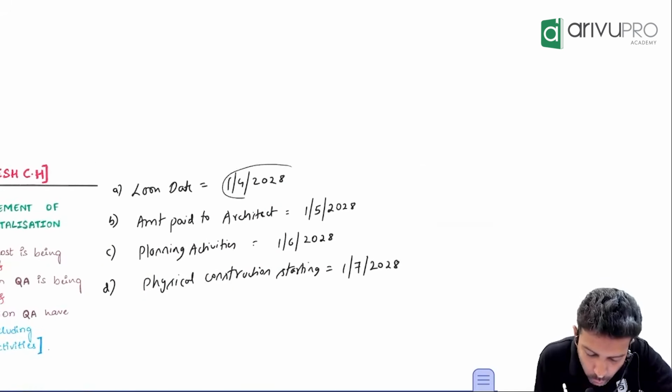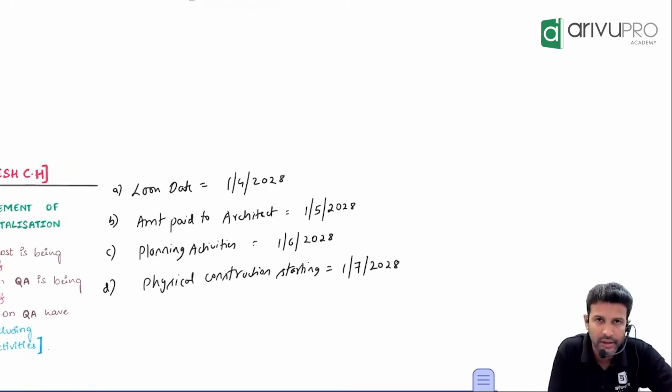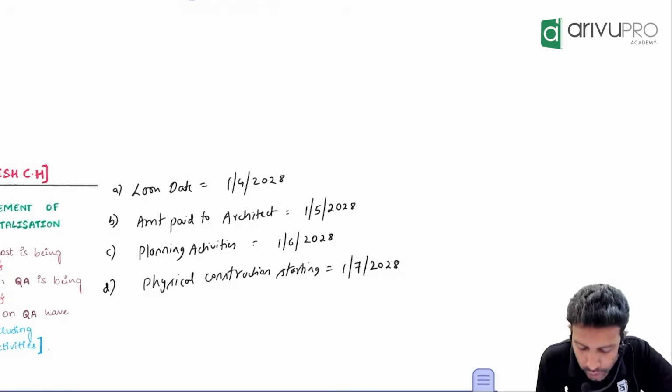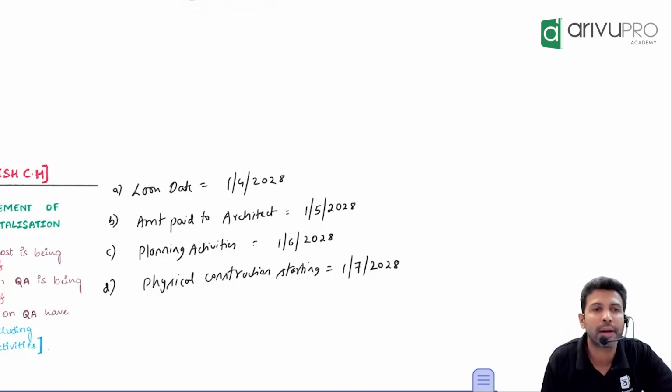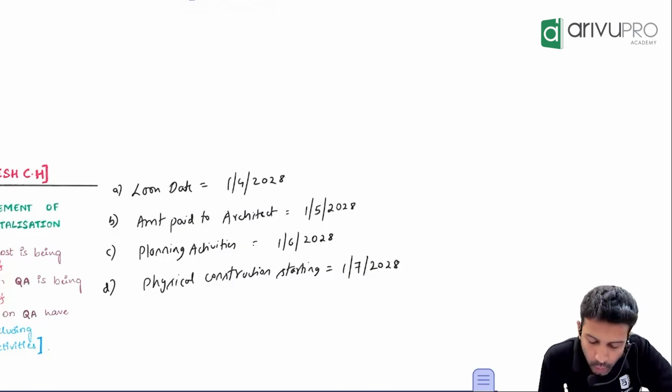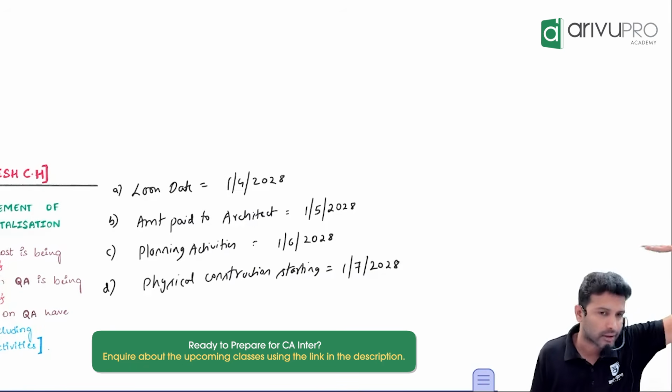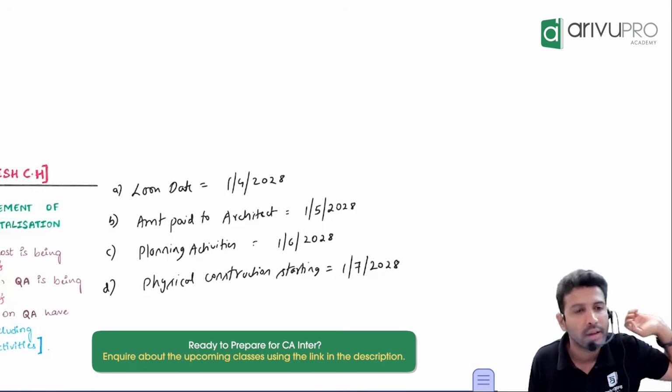Sir, you have taken a loan. Okay, maybe I'll come back to the conditions a little later. First, let's look at this example. Sir, when did you take the loan? 1st April 2028. Now I'm constructing a building and I have taken the help of an architect or an engineer.